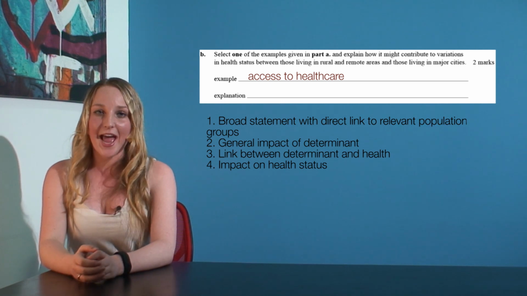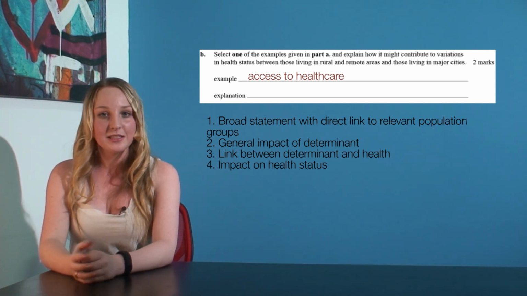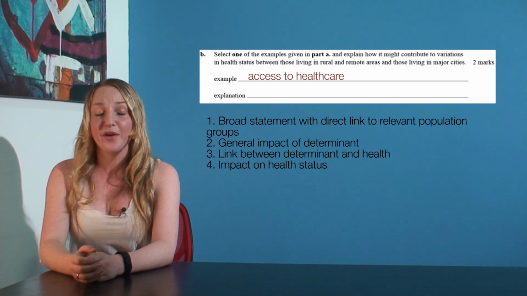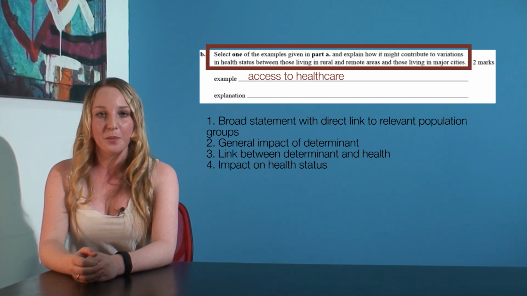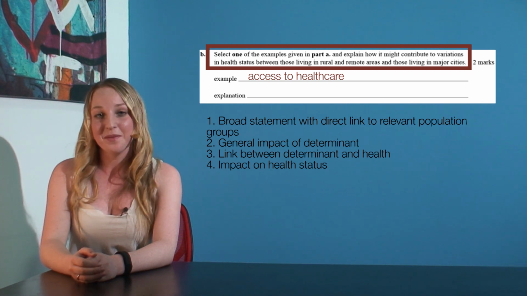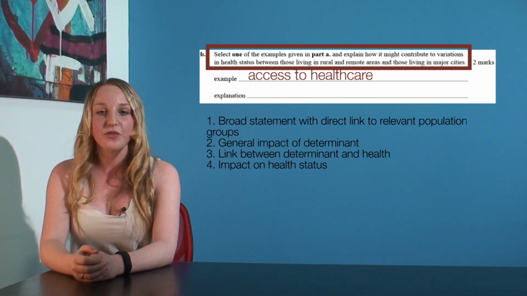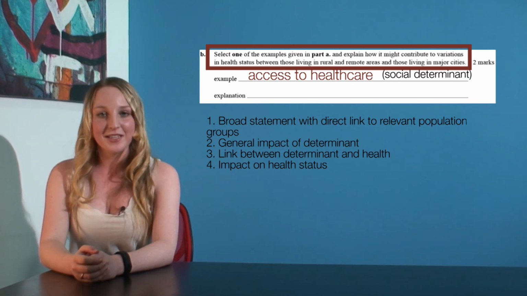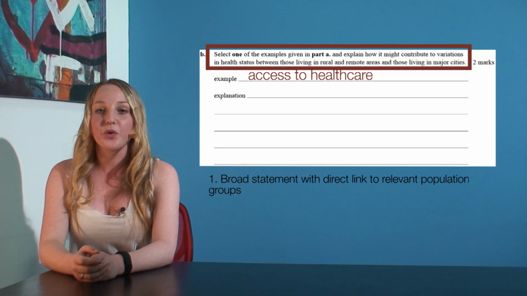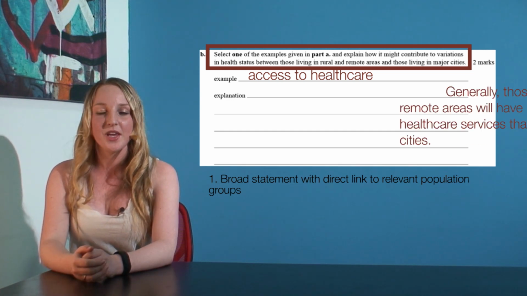Let's go back to our example and put our template into practice. Remember, the question was asking us about variations in health status for people living in rural and remote areas and those living in major cities. And our example was access to healthcare from the social determinant of health. So, for our explanation, we'll begin with a broad statement that links the relevant population groups, like this.